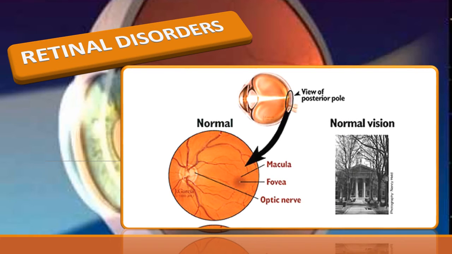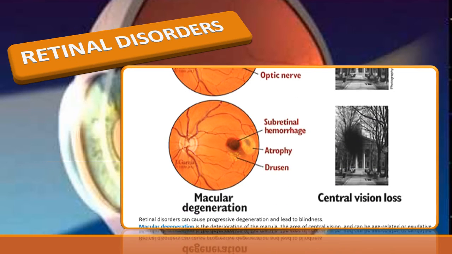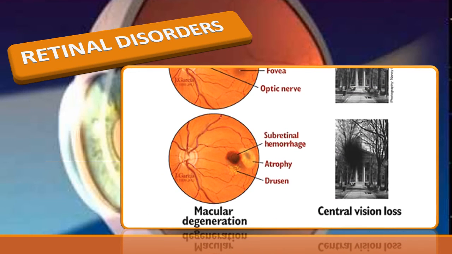Let's now quickly review retinal disorders that can cause progressive degeneration and lead to blindness. The first one I want to review is macular degeneration. Macular degeneration is the deterioration of the macula, the area of central vision, and can be age-related or exudative. The treatment aims to help the patient maximize the remaining vision, maintain the ability to read and write, recognize safety hazards, and be able to drive.